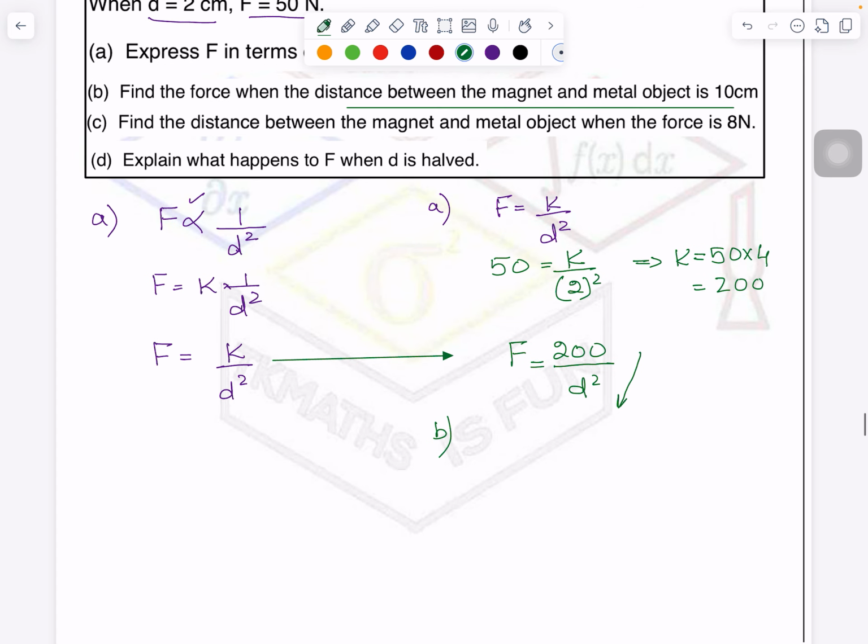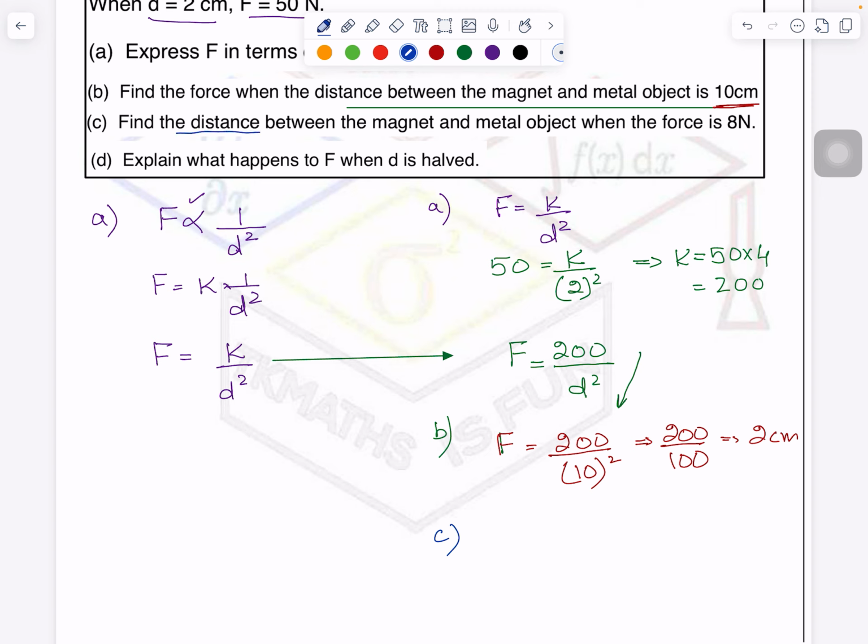In place of force, I will write down nothing because that I have to find out. Let me change the color. And in place of d, I will write down 10 because in part B, the distance between the metal and the magnet is 10 centimeters. So it will become 10 squared. And you know 10 squared is 100. So what will it become? 200 divided by 100, which is equal to 2. Right, simple question.